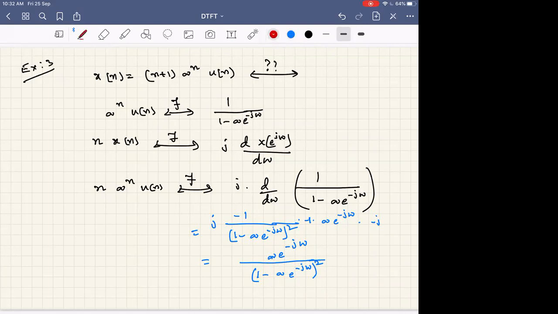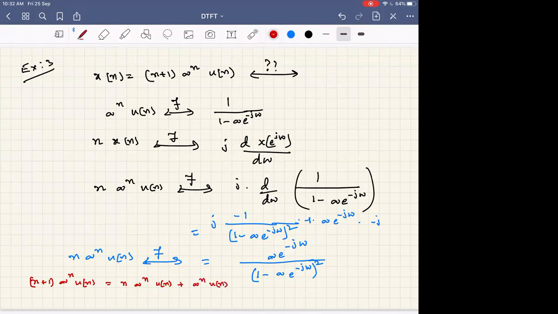So we'll add the transform of a power n u of n. Right. So actually n plus 1 whole into a power n u of n. What we do is n into a power n u of n, which is already with us. So finally what we got is n a power n u of n. It's the discrete time Fourier transform that we have got here. Okay. So now what we are doing is plus a power n u of n.